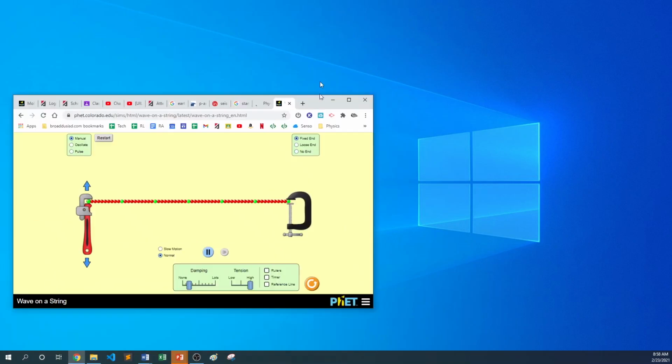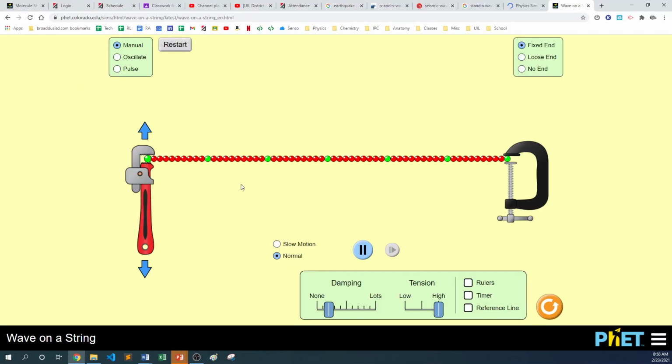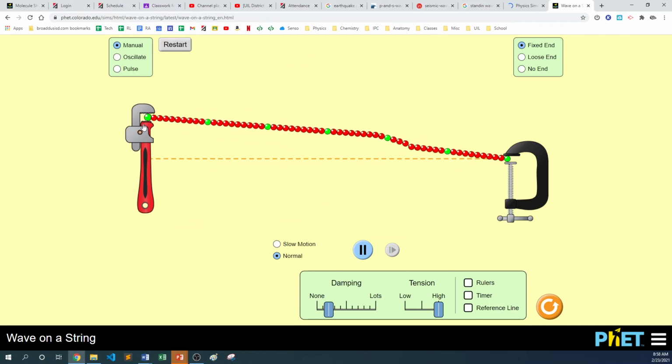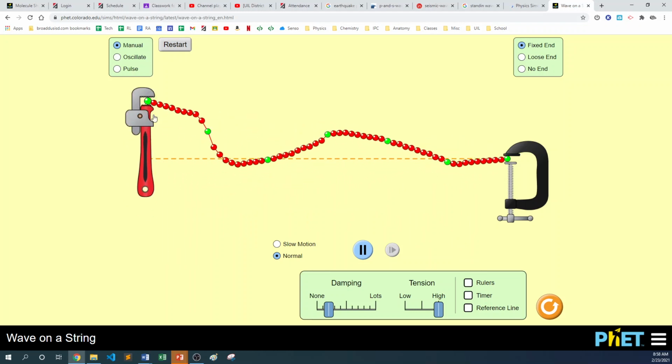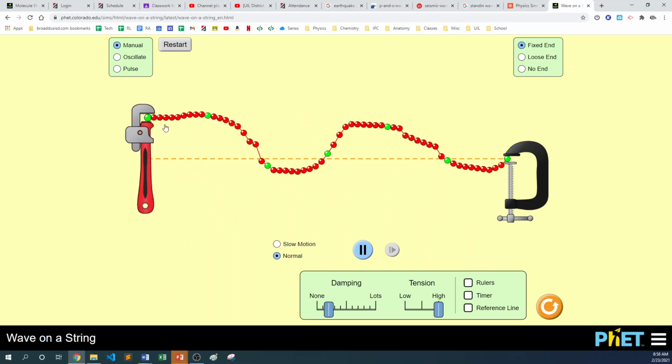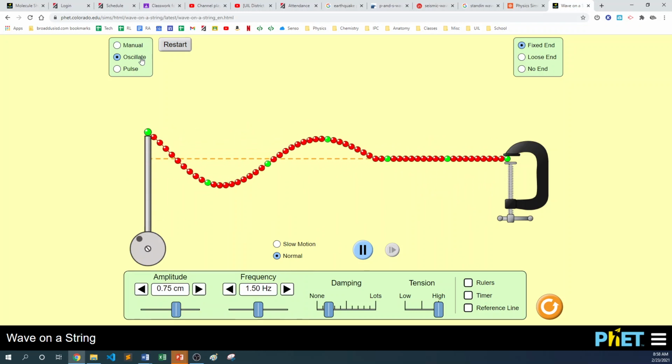I had a really good one. I should have saved that link for IPC. So if I can see it like comes. Alright, I definitely can't do it manual. Let's do it oscillating.